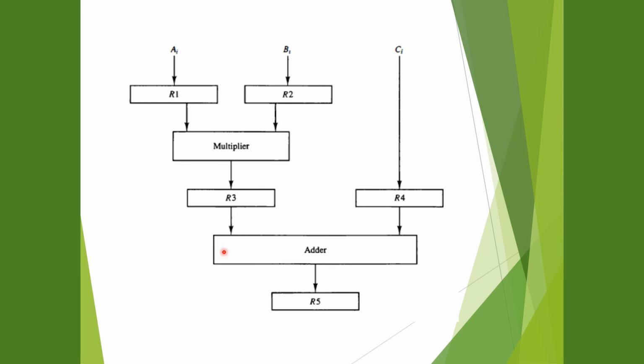This here is a flow diagram of how our pipelining works. So we have Ai, Bi, and Ci. In the first part, we are inserting Ai into R1, Bi into R2. We send it to a multiplier where they're multiplied and the output is stored in R3. Along with this output, we have a register R4 where Ci is inputted. Both these values are then sent to an adder and their summation is sent into R5.